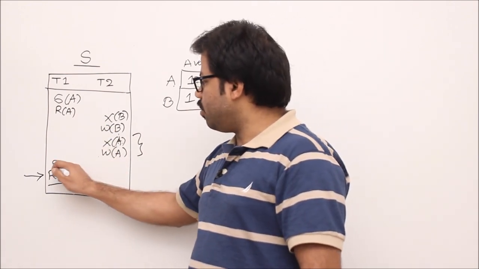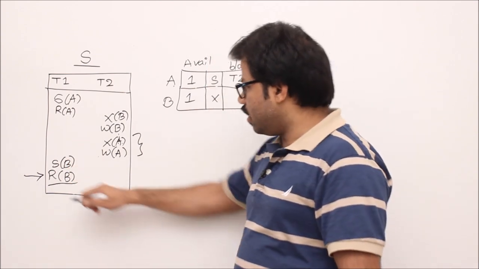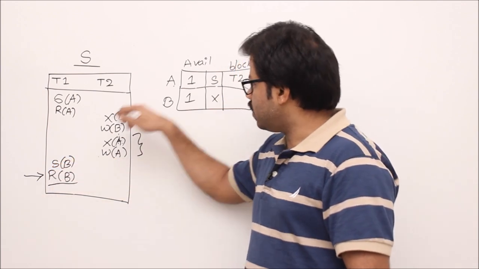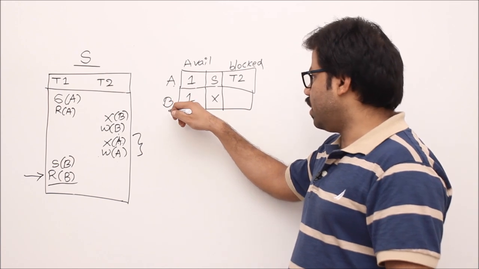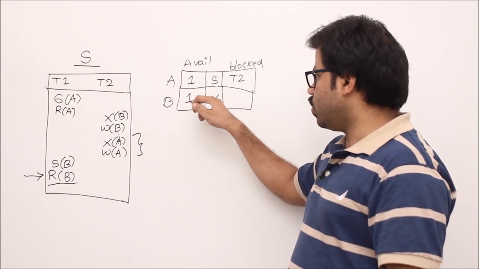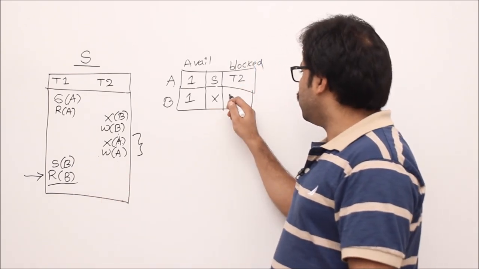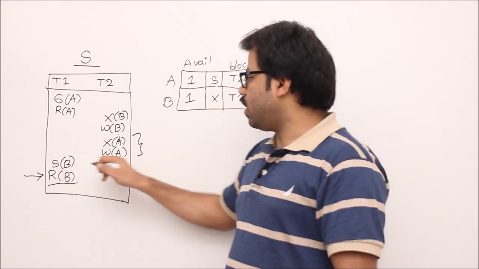So here your DBMS will try to issue a shared lock on B. Whenever S of B is tried, first of all your DBMS will come here, since the availability is 1 and the mode is exclusive. Exclusive versus shared is incompatible, so immediately the transaction T1 will be blocked. So now T1 is blocked, T2 is blocked.